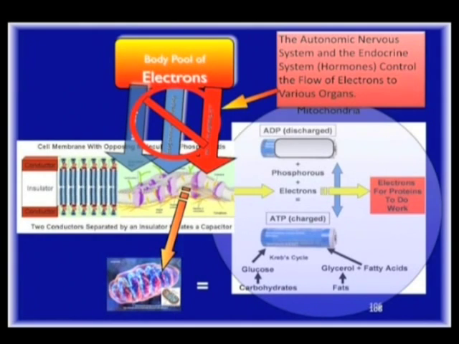We must also pay attention to the control of the trucking systems. The trucking systems are the autonomic nervous system and the endocrine system, or the hormones, and these control the flow of electrons to the various organs.